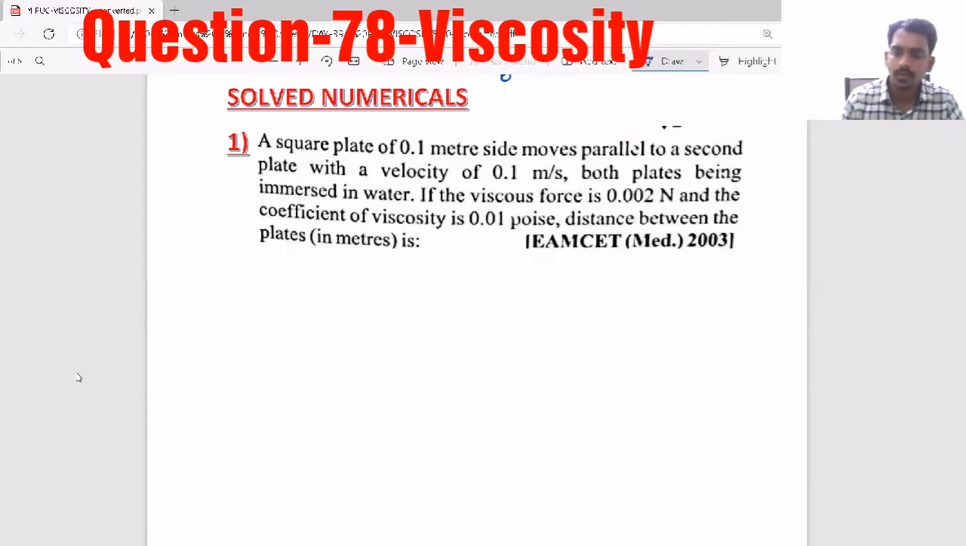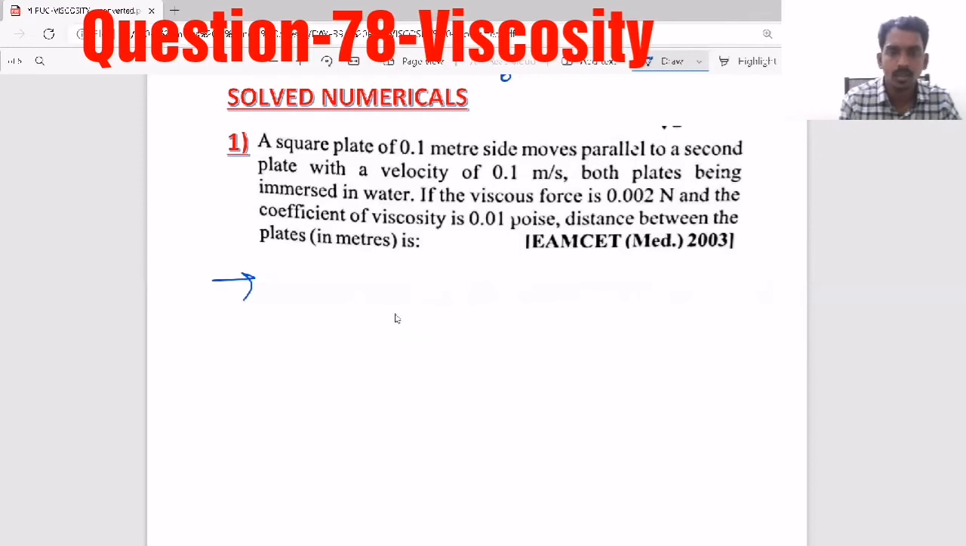Now let's see a few questions based on whatever we have seen. The very first question is: a square plate of 0.1 meter side moves parallel to a second plate with a velocity of 0.1 meter per second. Both plates being immersed in water, if the viscous force is 0.002 Newton and the coefficient of viscosity is 0.01 poise, the distance between the plates is.